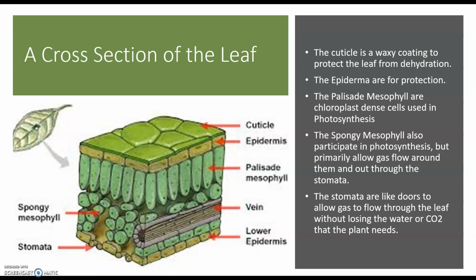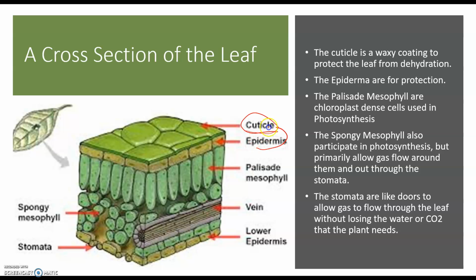First, we're going to look at a cross-section of the leaf and point out a couple of important parts. The cuticle is just a waxy coating to protect the leaf from dehydration. These are found to be very thick in the evergreen trees, such as pine trees and magnolia trees, and are also found in desert plants to hold in water.